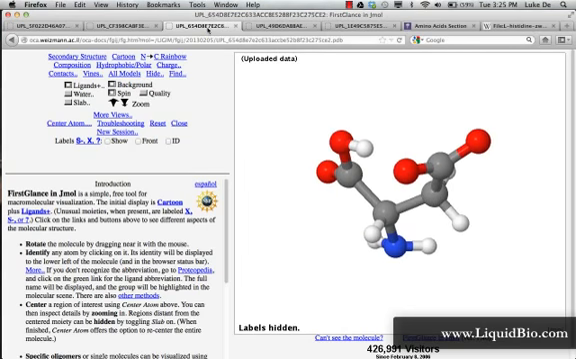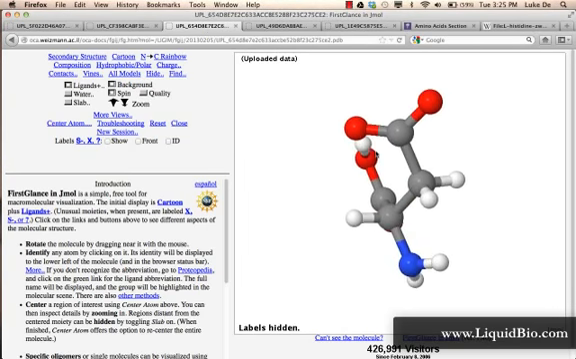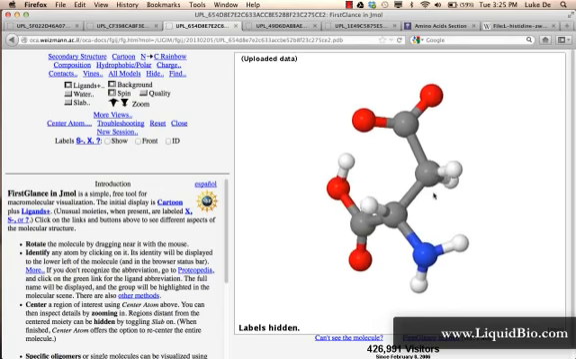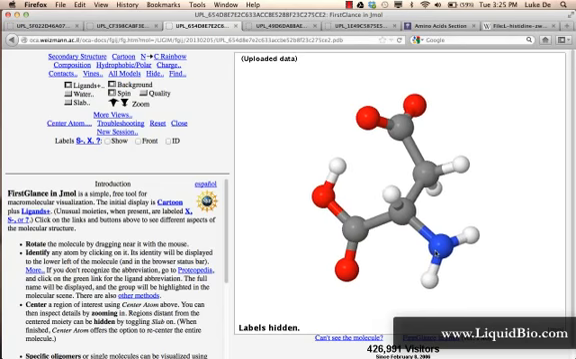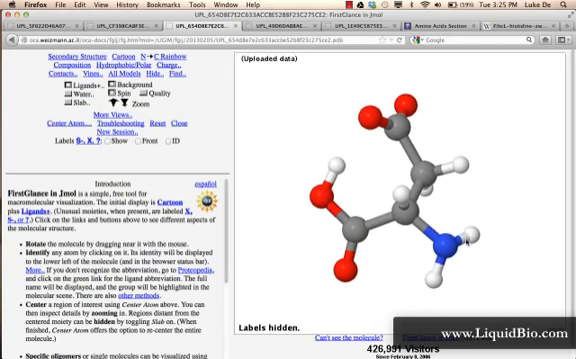All right, so let's look at one more. Here we have a carbon. So carbon, carbon, nitrogen, there's my pattern, carboxyl group, amine group.